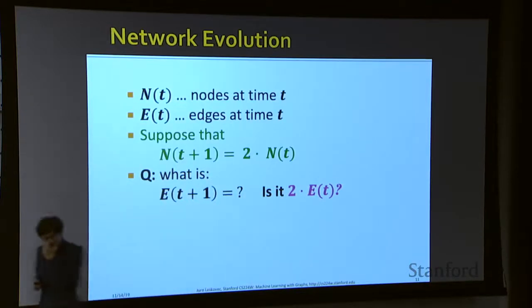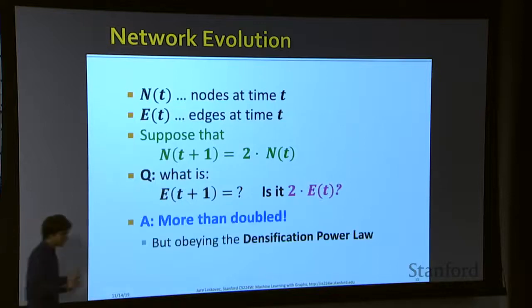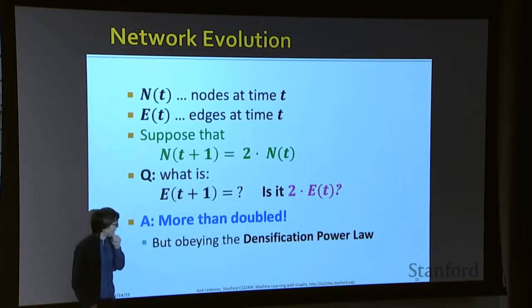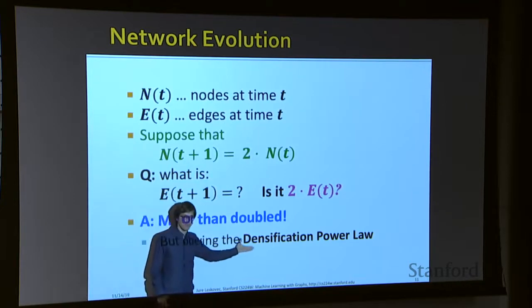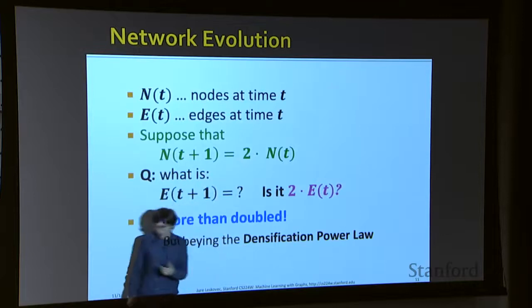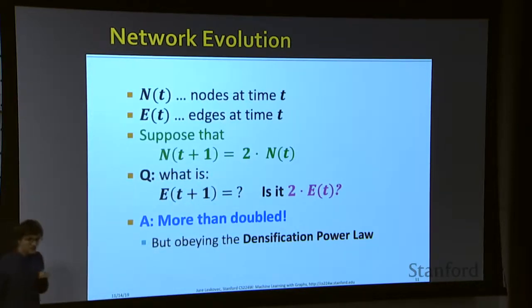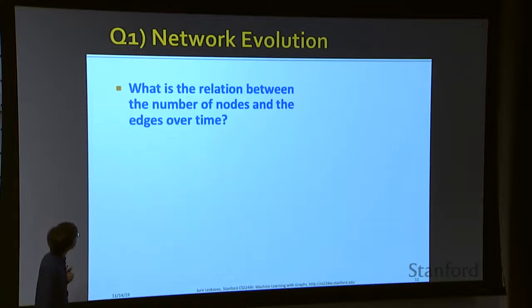So it's a good question. So the question is what happens? And you were in some sense right, because it more than doubles, it turns out. And it doesn't just more than double and that's it, but it follows a very specific relationship, something that is called the densification power law. So let me explain how you can now do this, right? So the question is, what is the relation between the number of nodes and number of edges over time?